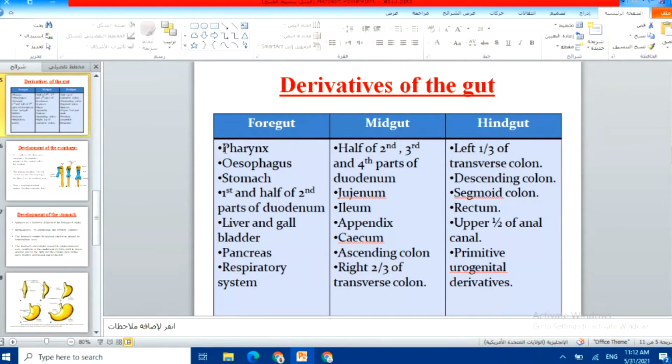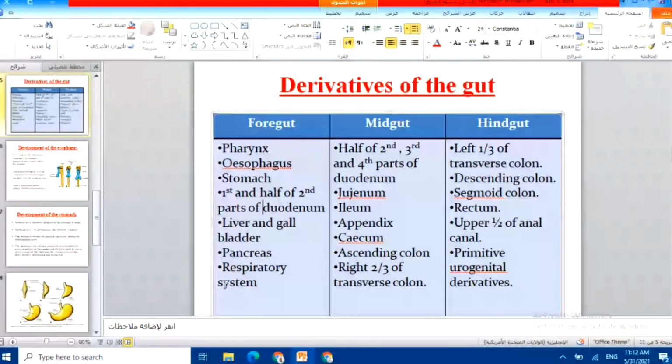So the foregut will form the pharynx, esophagus, stomach, first and half of the second part of the duodenum. يعني الجزء اللي هو عايد the first part it will be formed by foregut. Okay, I mean the duodenum. So liver and gallbladder طبعا هذا بشكل consequently ليش؟ Because the liver and gallbladder are formed from the duodenum. So we can say that the foregut will form both first and the second part of the duodenum and liver with the gallbladder, also pancreas and respiratory system. And we can see how the respiratory system is formed by this foregut.